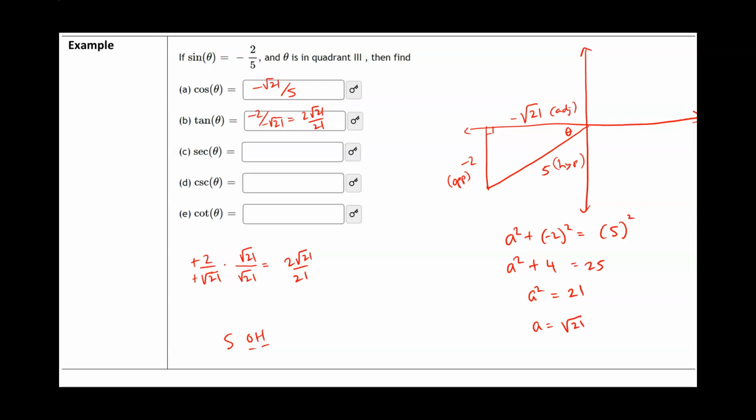Secant is going to be the reciprocal of cosine. So if cosine is negative radical 21 over 5, then secant is going to be negative 5 over radical 21. And again, using the same method, if you rationalize it, multiplying both numerator and denominator by radical 21, we get negative 5 radical 21 over 21. Cosecant is a reciprocal of sine. So if sine is negative 2/5, then cosecant is going to be negative 5/2. And then cotangent will be the reciprocal of tangent, but take the unrationalized format. So take the negative 2 over negative radical 21, take the reciprocal of that, and that'll be radical 21 over 2. The negative over negative becomes a positive.